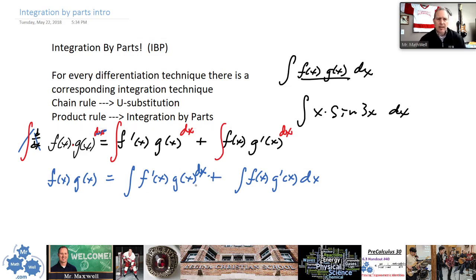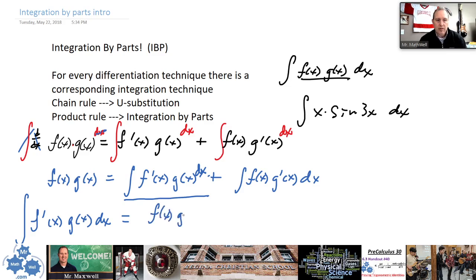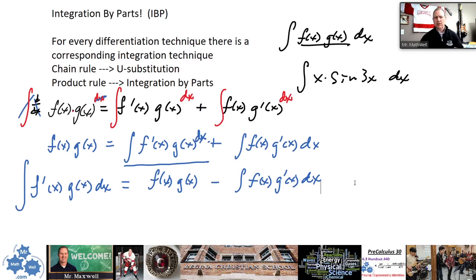And so what happens if I isolate this one right here? The integral of f prime of x times g of x dx can be written as f of x times g of x, minus the integral of f of x times g prime of x dx. And again, you may be saying to me, why is that helping us? How is that helping us?